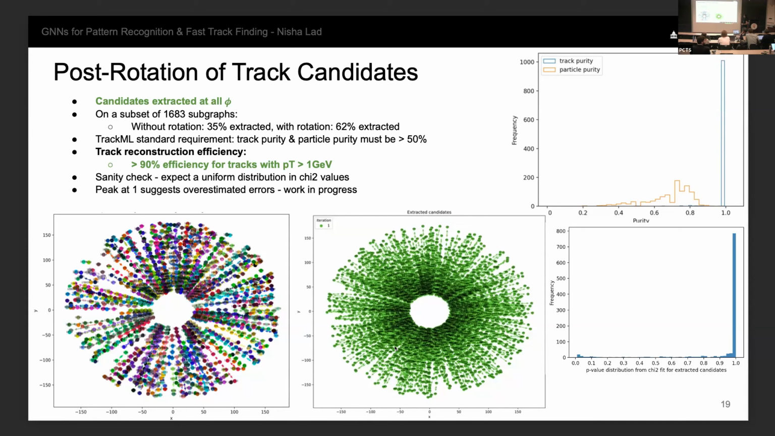A sanity check here is that for the extracted tracks, we do expect a uniform distribution in chi-squared values when calculating the Kalman filter track fit, and the chi-squared values are shown here. However, we do have a massive peak at 1, and that suggests that we have overestimated our errors. But this is something that we're working on, and it's still being investigated.